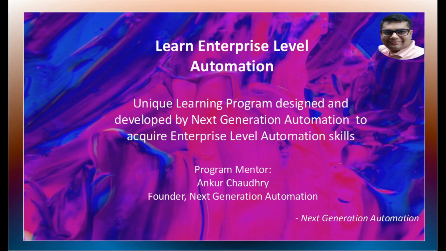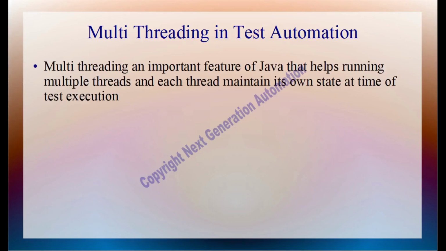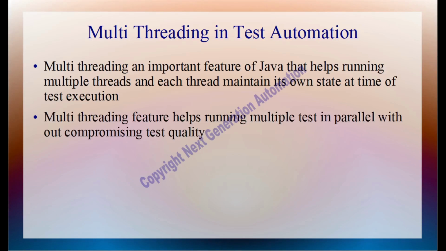Hello everyone, in today's class I will discuss the concept of multi-threading in test automation. So let's get started. Multi-threading is an important feature of Java that helps run multiple threads, and each thread maintains its own state at the time of test execution. The multi-threading feature helps in running multiple tests in parallel without compromising test quality.